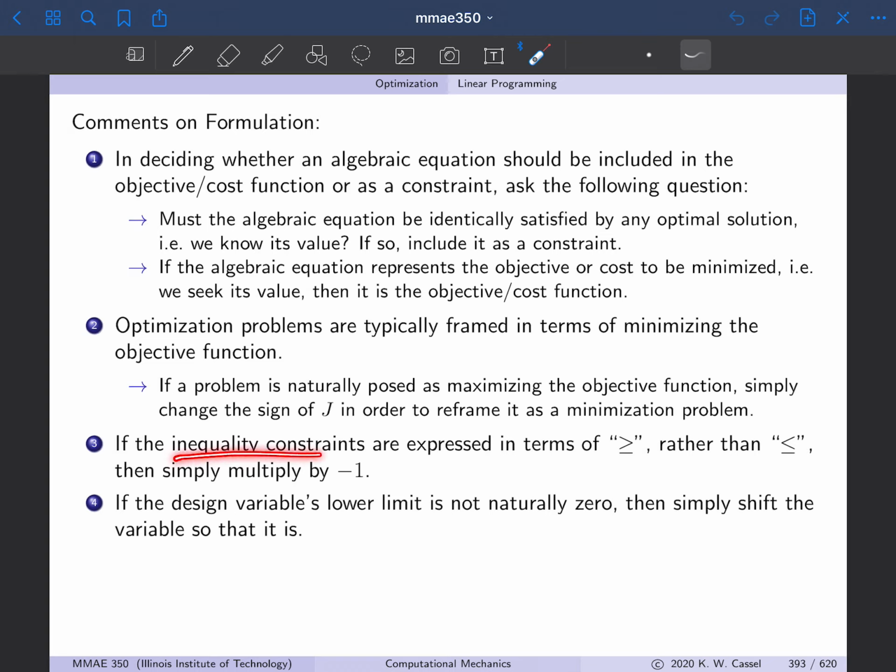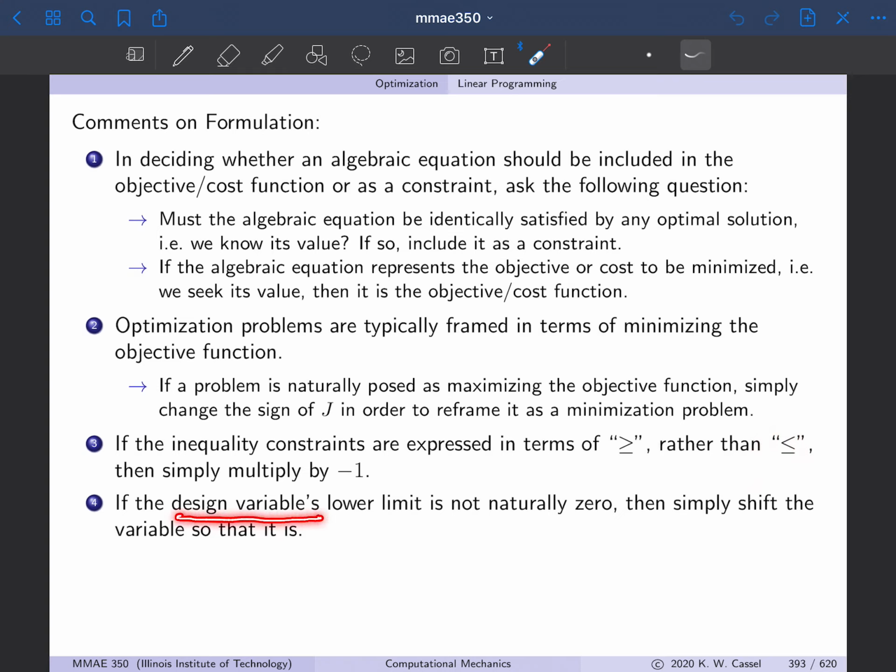Third, if you have an inequality constraint which is expressed as greater than or equal to rather than less than or equal to. If you look back at our standard formulation, it was in terms of a less than or equal to. If naturally you have a greater than or equal to instead, then all you have to do is multiply by -1, because multiplying an inequality by -1 switches it from greater than or equal to, to less than or equal to.